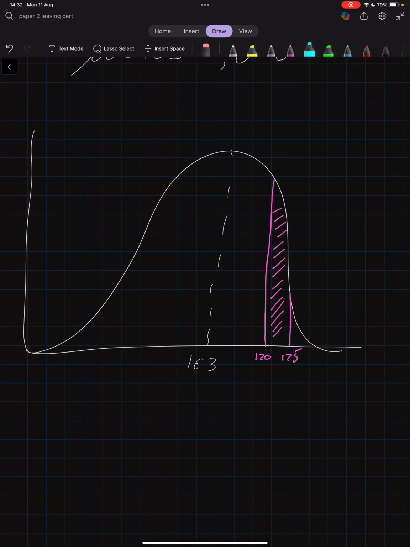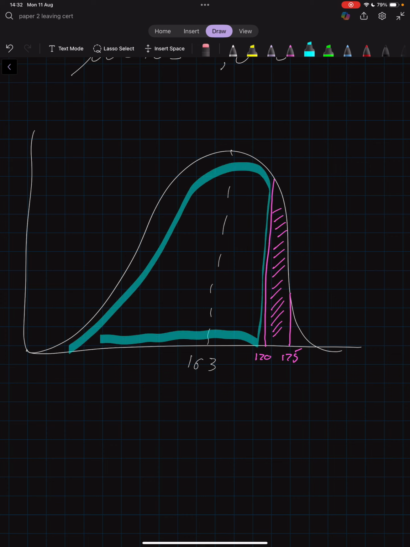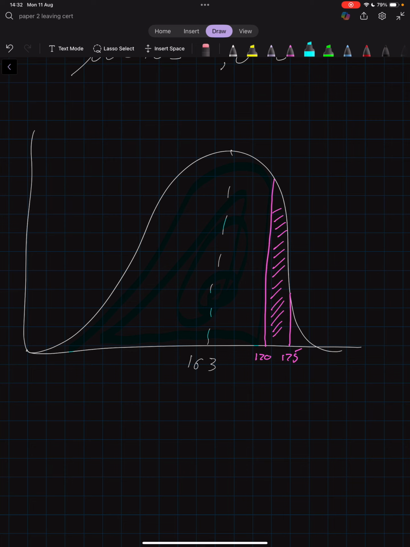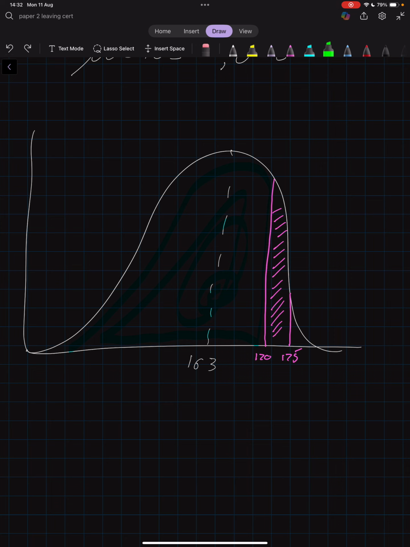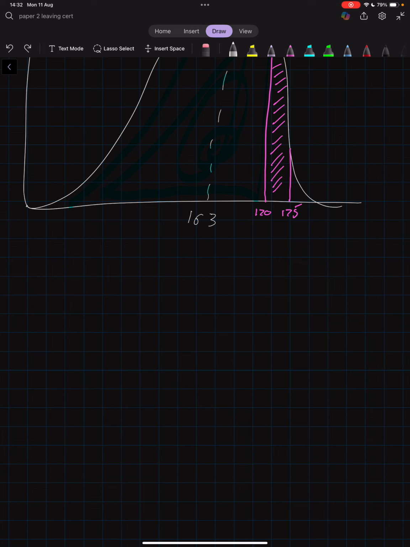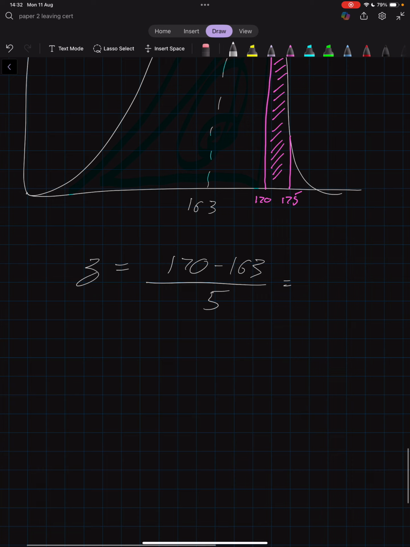So now what I can do is calculate the area left of that pink line, and then calculate the area left of the second pink line, and then minus them off each other, and I'll be left with this little bit in here. Okay? So I can get my z-scores. My z-score for 170, so z of 170, is equal to 170 minus 163, divided by 5. Remember, you divide by the standard deviation. So it's going to be 7 over 5, which is 1.4.